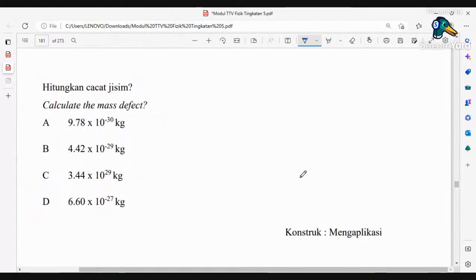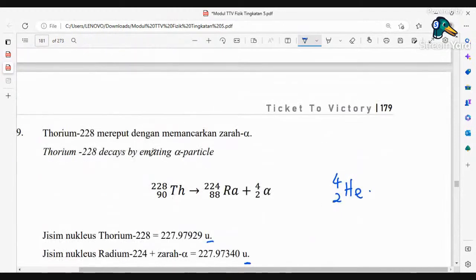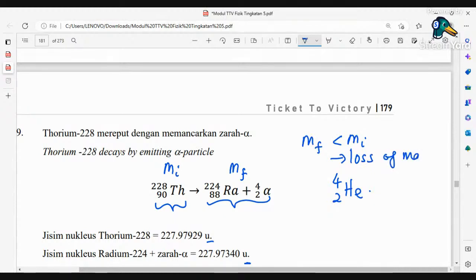Calculate mass defect. Okay, according to Einstein, for this activity, for example, we have the initial mass, which is before, and then after is the final mass. If you total up the final mass and the initial mass, we can see that the final mass is smaller than the initial mass. Why? Actually the mass should be constant. Patutnya sama lah. Tapi kenapa final punya lebih rendah? So we can see there is loss of mass. Kehilangan jisim. Where does the mass go?